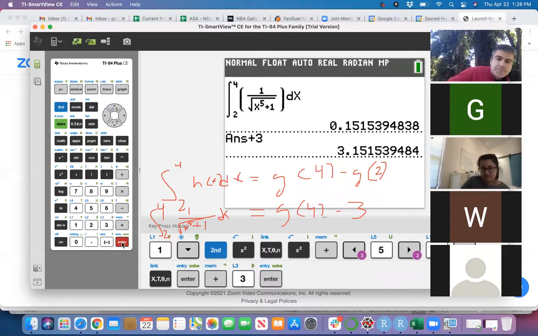The answer is D. Notice we put B as a trap if you just integrated, but you have to add 3 to it because that's g of 2. So that's number 5. Any questions about that one? Nope. Okay.